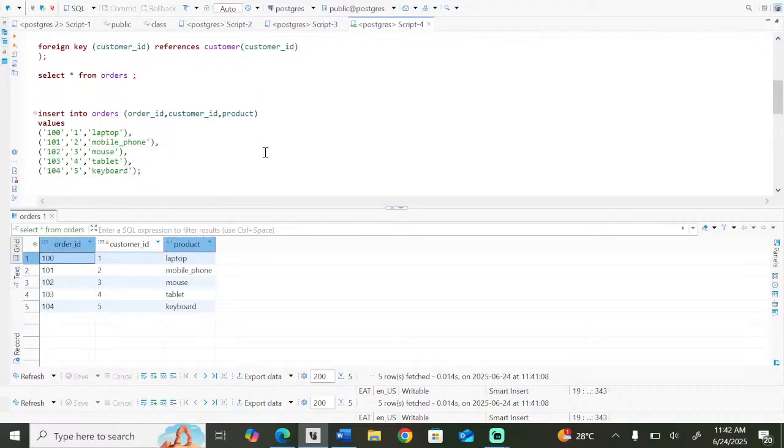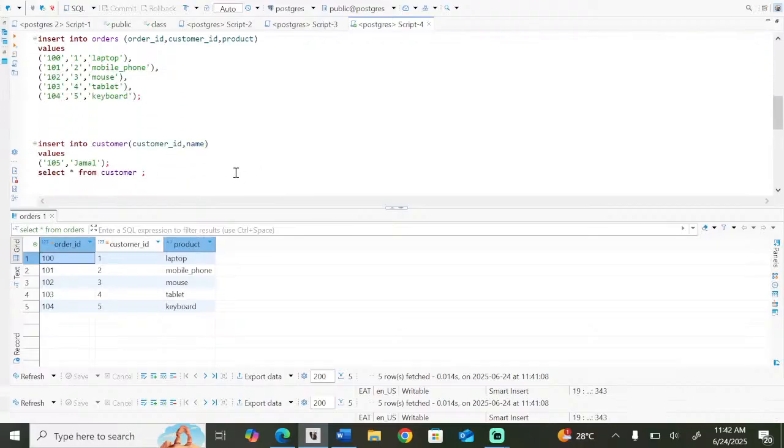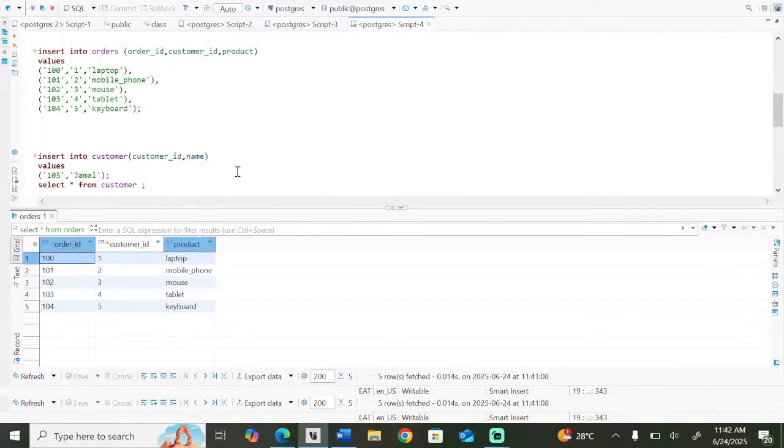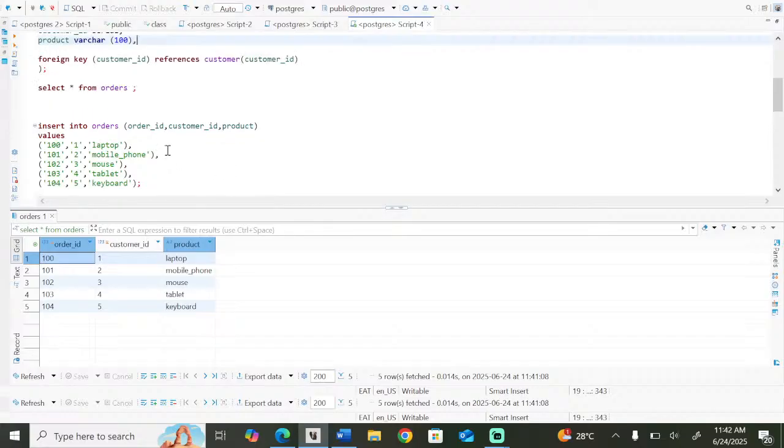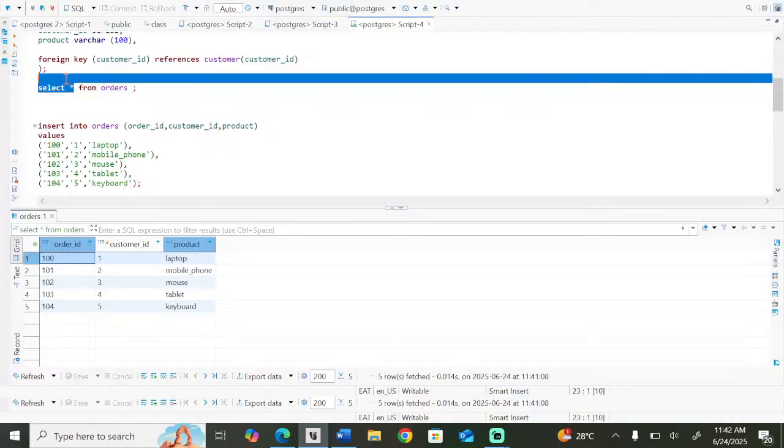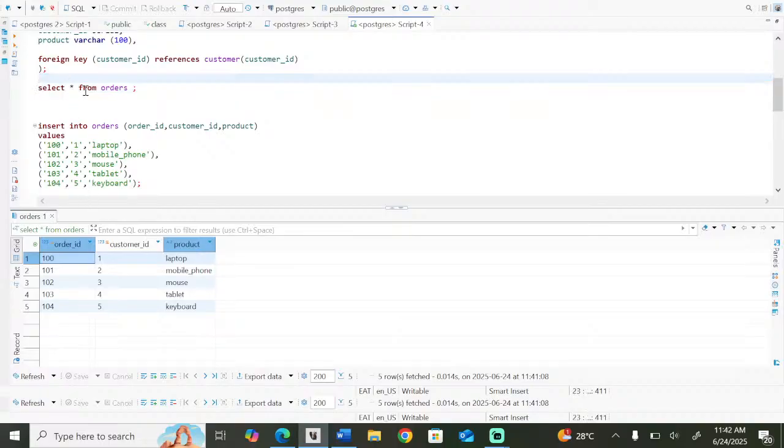All right. So that is the select statement. It picks information from the data. And if you are surprised by this, it picks all the information from the data. This star symbol means all: select all from orders. So that's why we got this information, right?